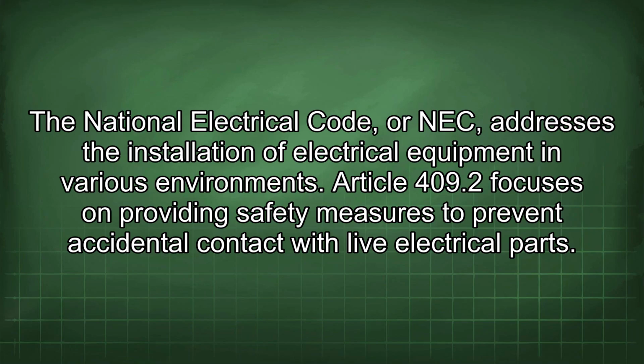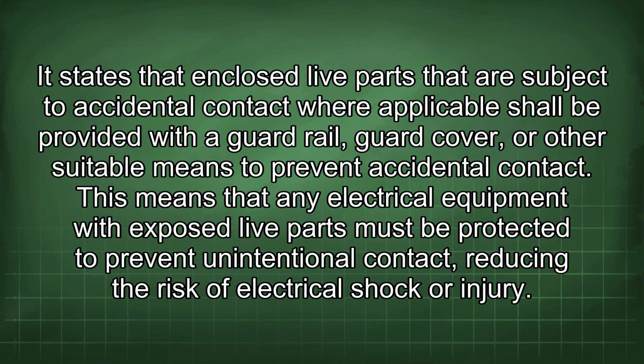National Electrical Code, or NEC, addresses the installation of electrical equipment in various environments. Article 409.2 focuses on providing safety measures to prevent accidental contact with live electrical parts. It states that enclosed live parts that are subject to accidental contact, where applicable, shall be provided with a guardrail, guard cover, or other suitable means to prevent accidental contact. This means that any electrical equipment with exposed live parts must be protected to prevent unintentional contact, reducing the risk of electrical shock or injury.